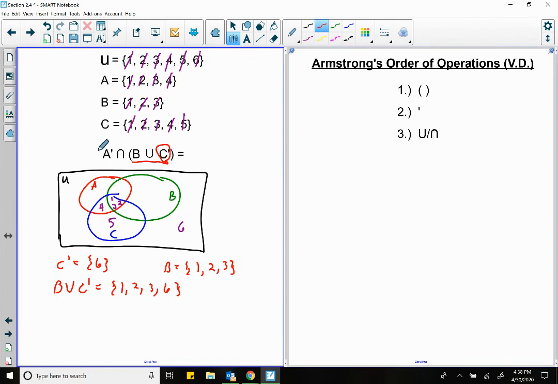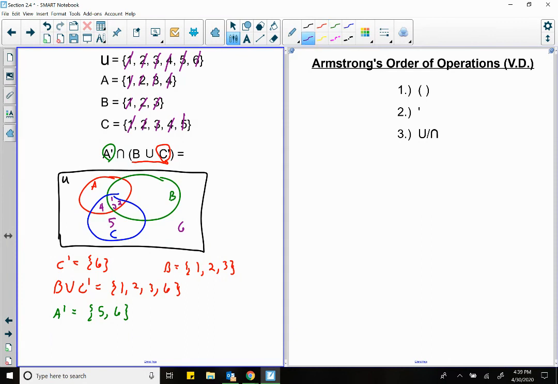And now we work outside the parenthesis. So again, we start back over again. What do we got next? We've got a complement. Do we have a complement? Absolutely. So we got to take care of this guy now. So a complement means I want everybody not in the red circle. Everybody not in the red circle. So that would be 5 and 6. Because 5 is outside that red circle, and so is the 6.